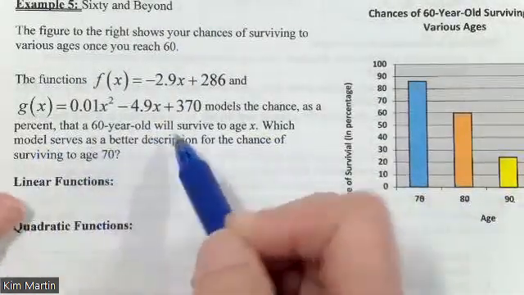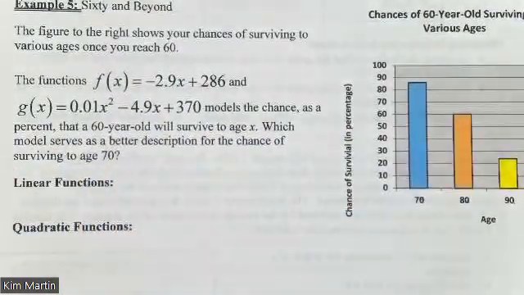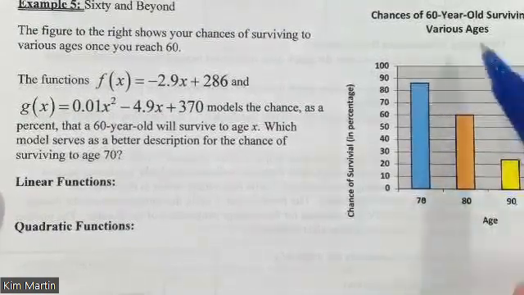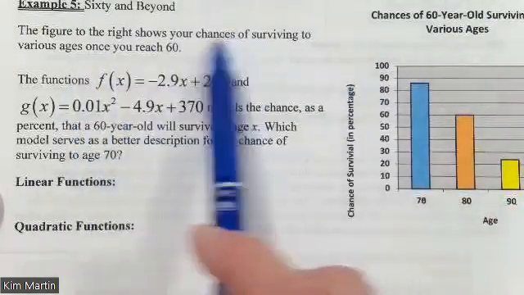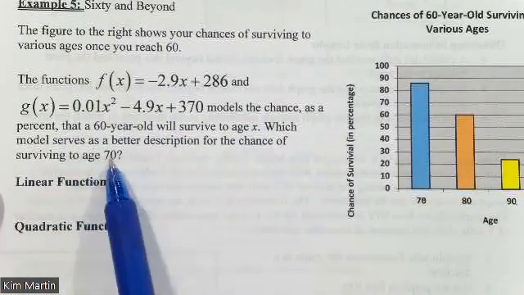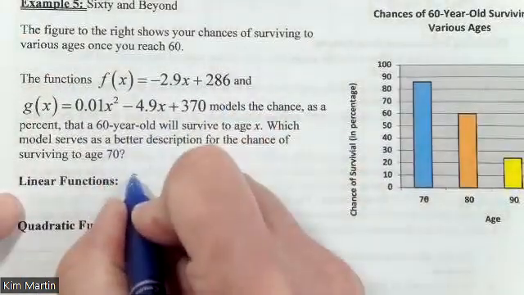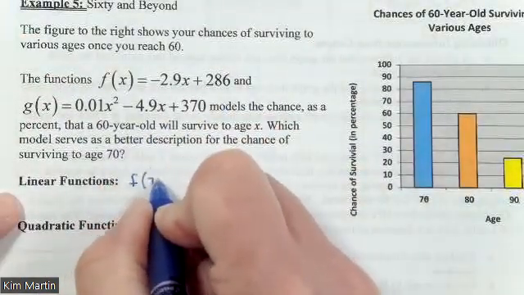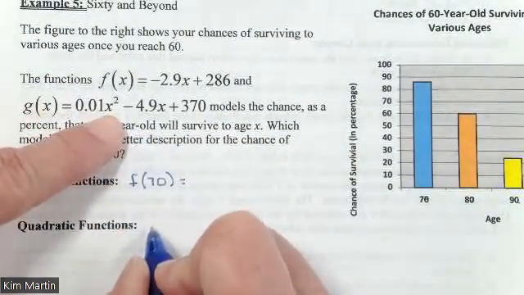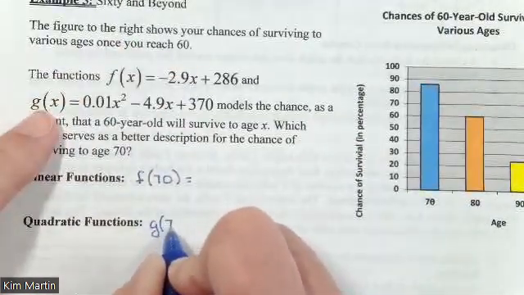Which model serves as a better description for the chance of surviving to age 70? Okay, first of all, let me look. What is x? Is x the percent? Which model serves as the best description for the chance of surviving to 70? Right here, for the linear function, you're going to plug in f of 70. And for the quadratic, I know it's a quadratic because it's an x squared. Linear is just an x. You're going to find g of 70.